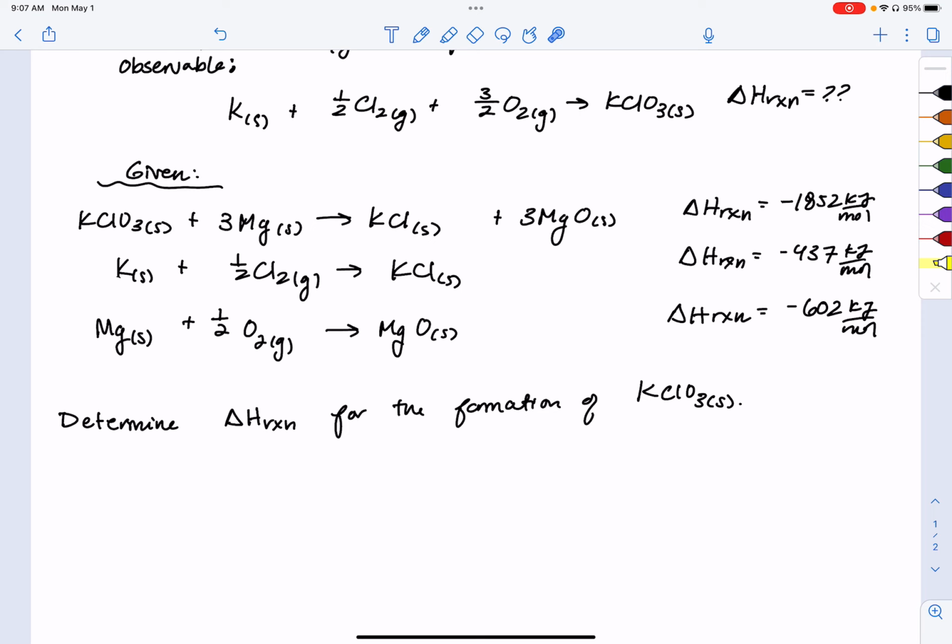So again, this is the magic of Hess's law. We could, of course, apply it to observable reactions. It's not just limited to ones that aren't observed. It's just particularly useful for reactions that cannot directly be measured in the lab.